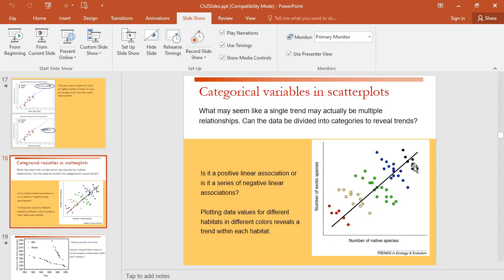So overall, if I didn't put the colors, it looks like there is a positive relationship, but in fact what's going on here is that within each habitat there is a negative relationship between the number of native species and the number of exotic species, which kind of makes sense. The more native species there are, the fewer exotic species there should be.